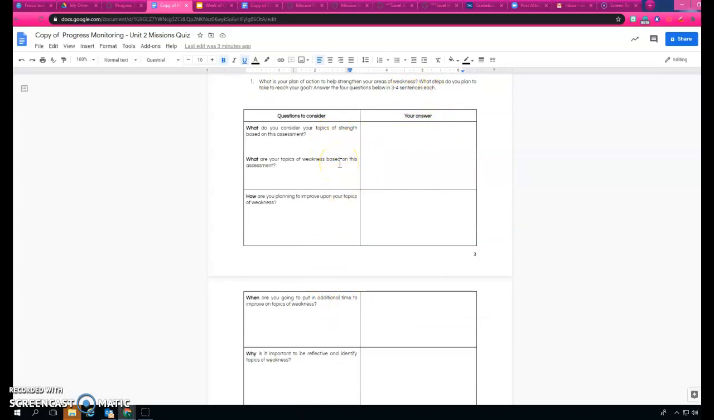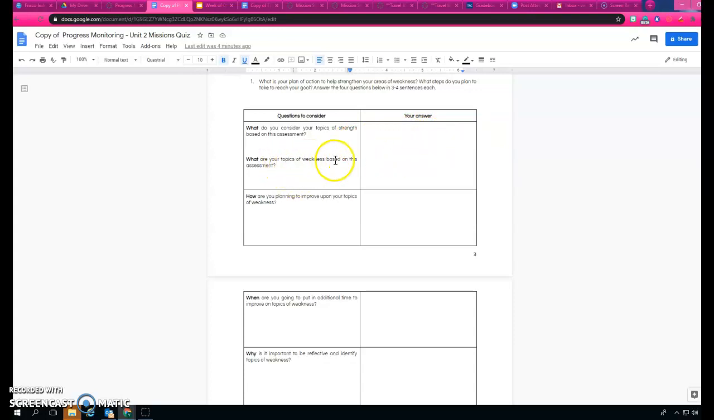It says, again, what do you consider your topics of strength based on this assessment? Topics include the overall arching theme of the unit. For the missions quiz, a topic would be location of the missions, the purpose of the mission system, the events leading to the mission system, Spanish culture in Texas. Those would be your topics. So I would answer what my strengths were in 3 to 4 sentences.